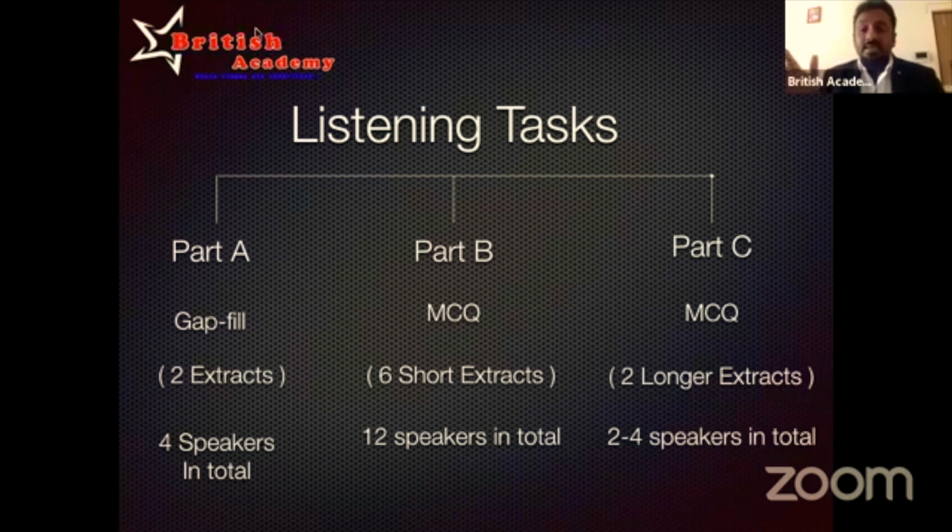Then you have part C. Part C has got 2 longer extracts, as in there'll be 2 medical lectures, or one can be a medical discussion, but it will be a lengthy one. Okay, and each audio, each extract will have approximately 6 multiple choice questions. So in total you would have 12 multiple choice questions in part C, 6 multiple choice questions in part B, and 24 questions in part A. So altogether in listening, you will have 42 questions. Out of 42, you need to get minimum 30 answers correct. That is the requirement of your listening task.